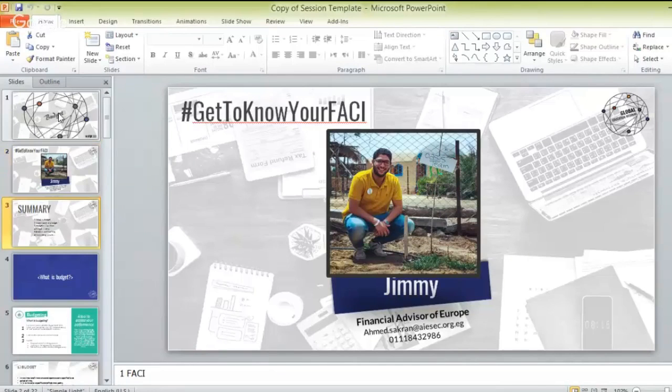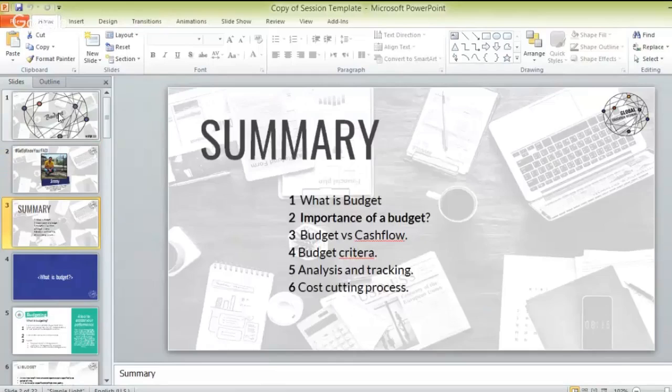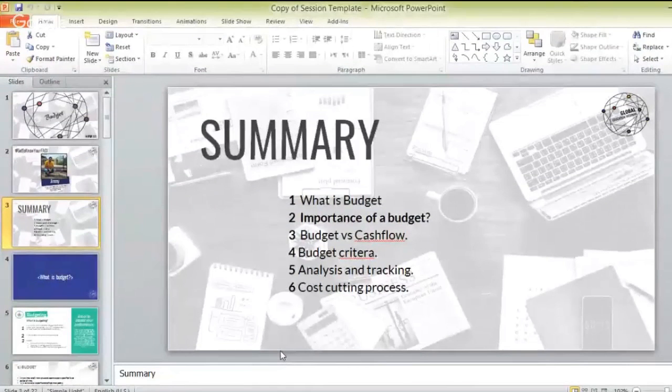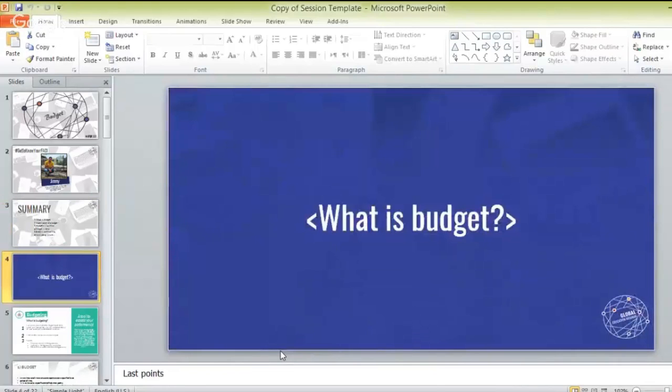So what we will talk about today is basically what is budgeting? What does it mean by budget, and what is the importance of budget? Then we'll talk about how can I implement my budget, what are the tricks, how can I use analysis, and what's cost cutting, how can I use cost cutting in this. So let's move forward. The first thing is, what is budget?